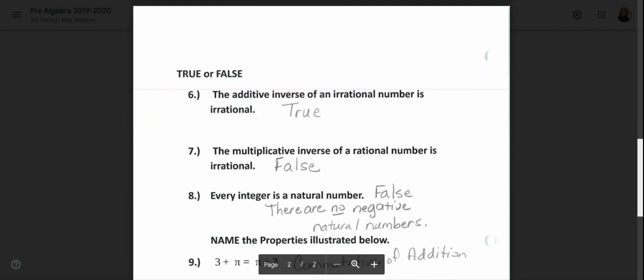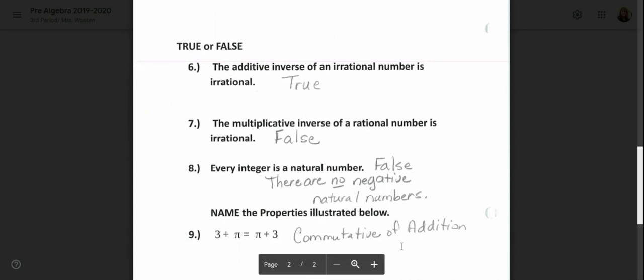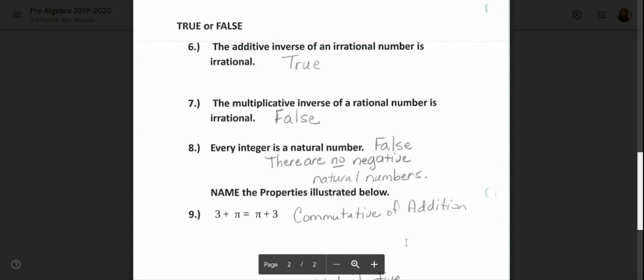All right, let's look at some different examples here. We're going to review some of our properties, and these properties are going to be on our midterm exam in December, so it's good to review. Number 9, we see 3 plus pi equals pi plus 3. We're showing that the order that we add things in doesn't matter. We still get the same sum. So that would be the commutative property of addition.